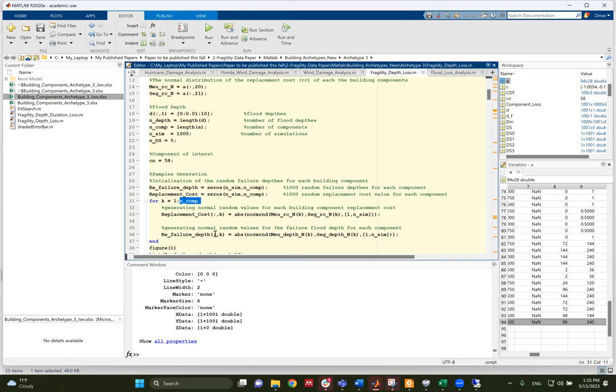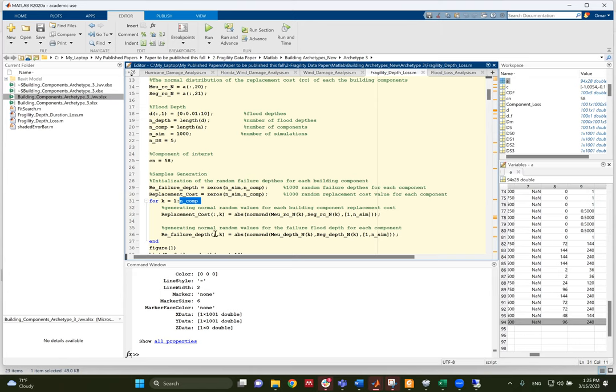So rather than doing it component by component, I use a for loop to do all the components one at a time. The two dots mean that over the entire number of simulations, the 1000 simulations, for each component, I want you to generate random numbers using this simulation.